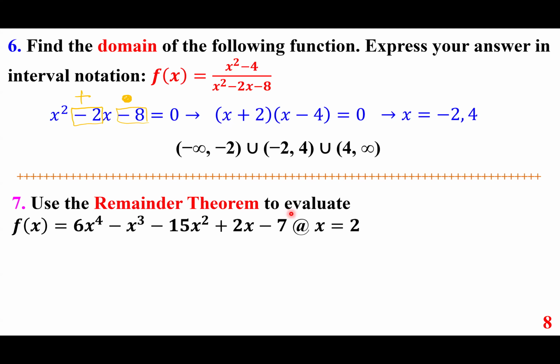Use the remainder theorem to evaluate f of x equals 6x to the power 4 minus x cubed minus 15x squared plus 2x minus 7 at x equals 2. Simply put, plug in f of 2. 6 times 2 to the power of 4 minus 2 cubed minus 15 times 2 squared plus 2 times 2 minus 7. That's it.